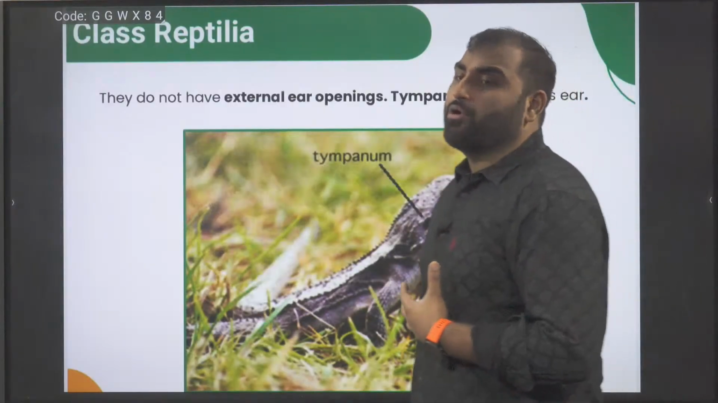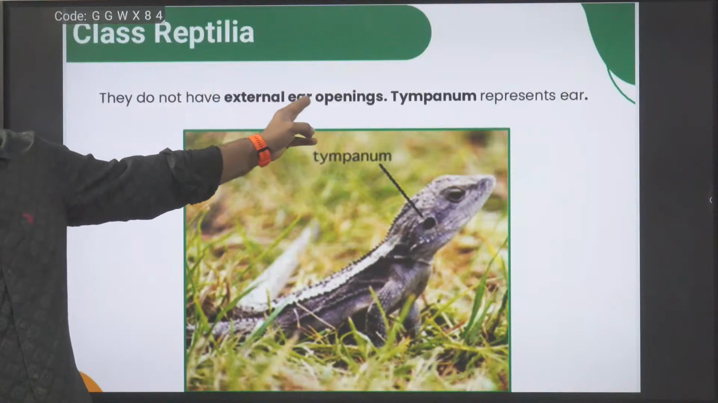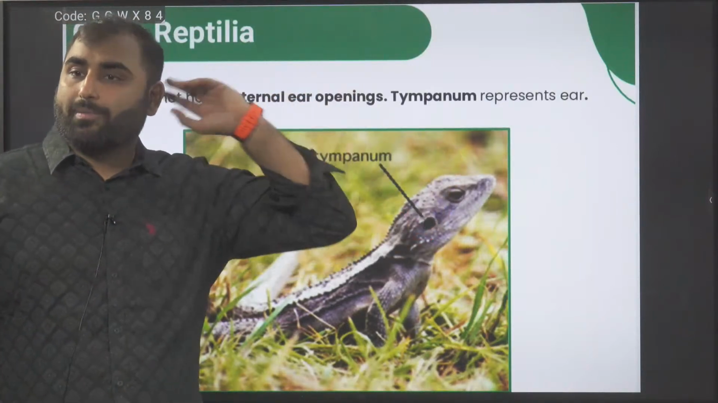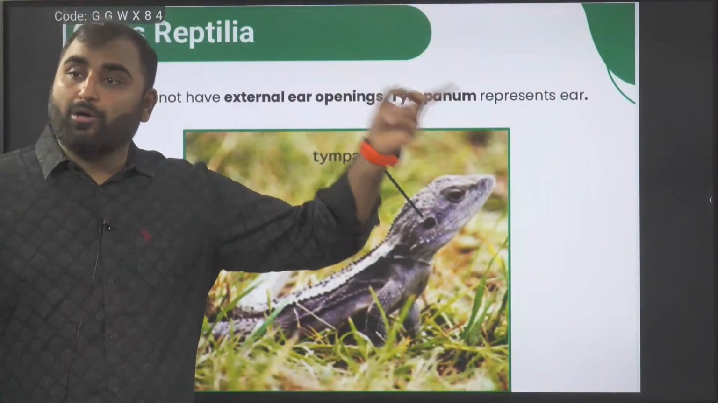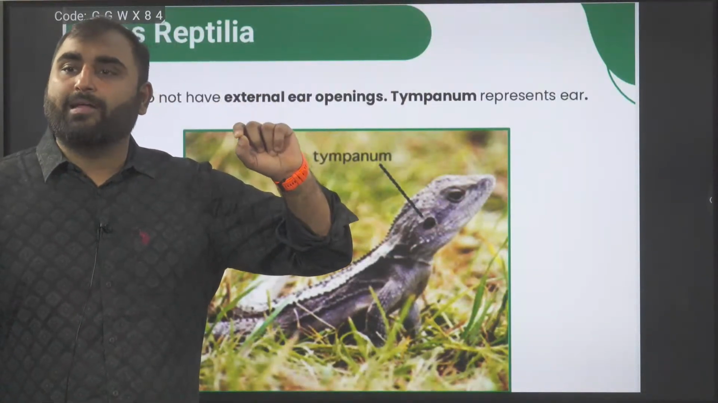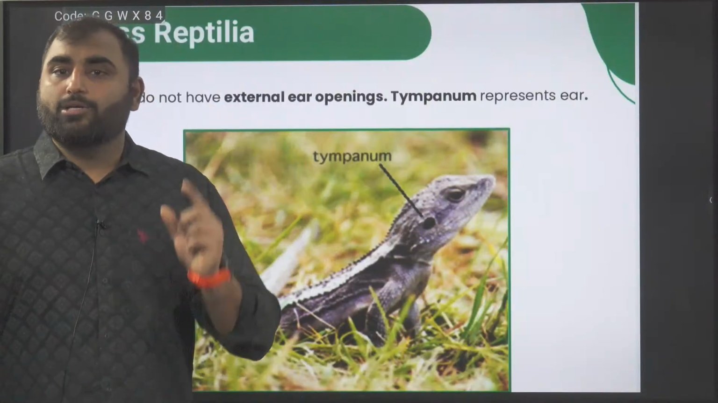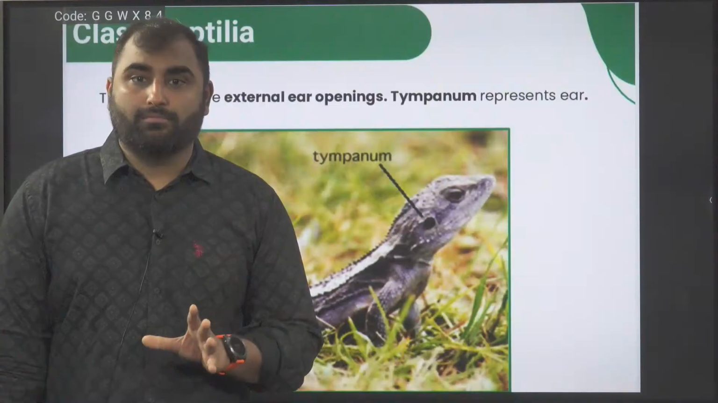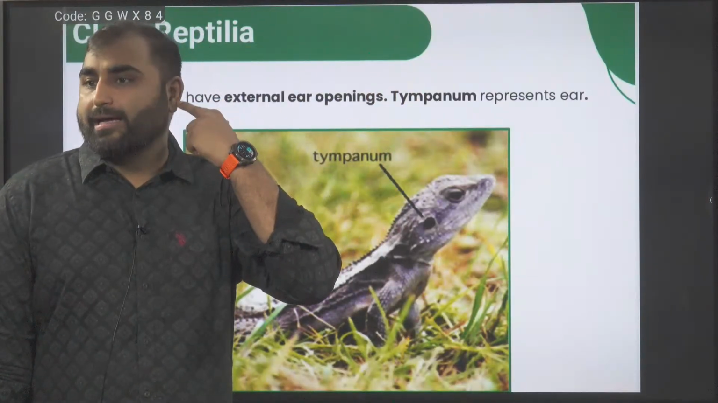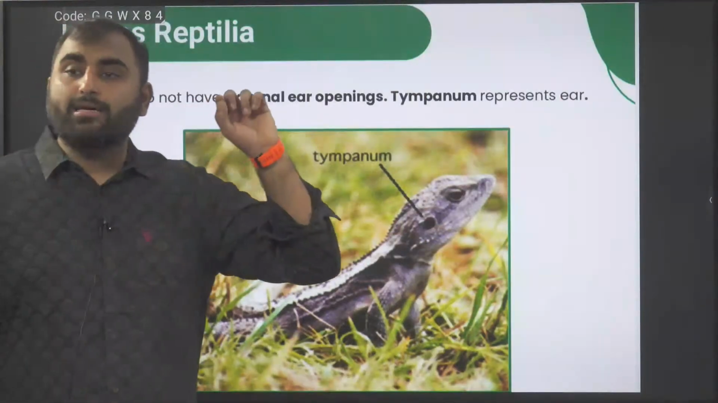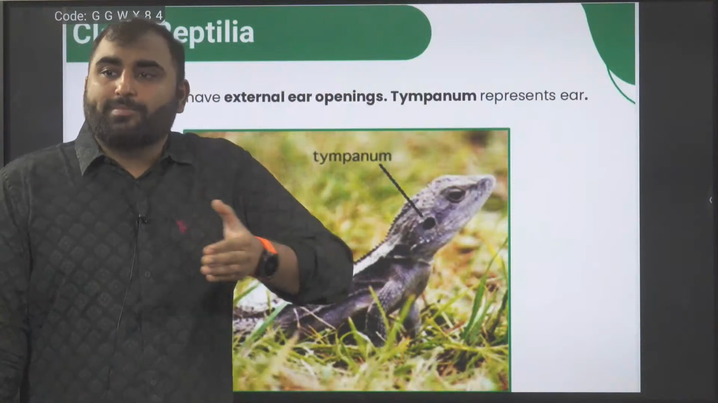Now talking about their other body features, reptiles do not have external ear openings. So the ear pinna and all that is not there. They also have a tympanum. Like frogs, they also have a tympanum, but in some reptiles, the tympanum has started to sink inside. If you see any adult lizard nearby, carefully look behind their eyes. You will see the tympanum is sunken a little bit. It is going inside. So it is basically an evolutionary process.